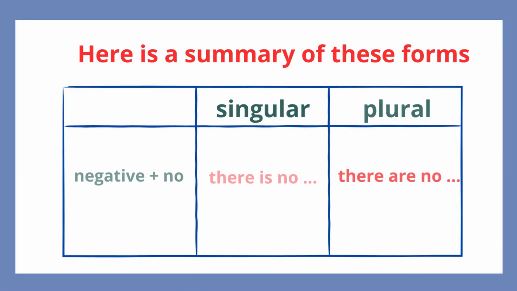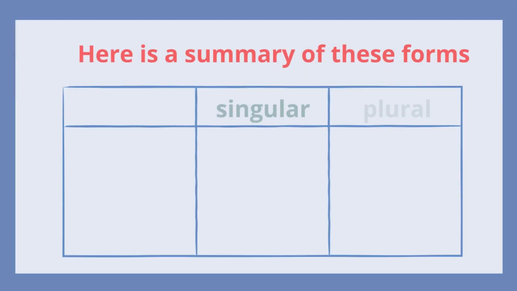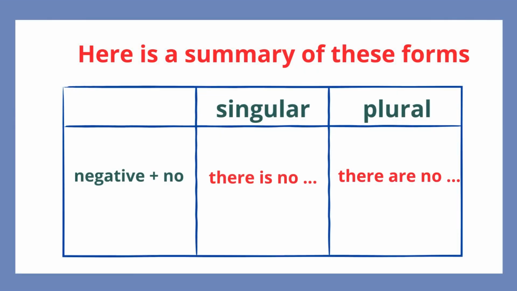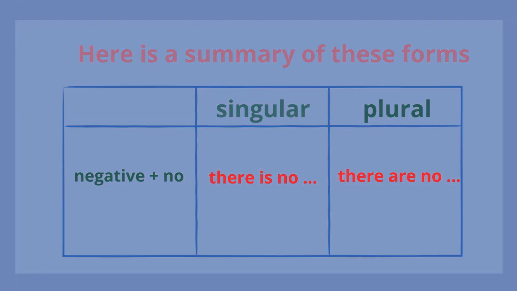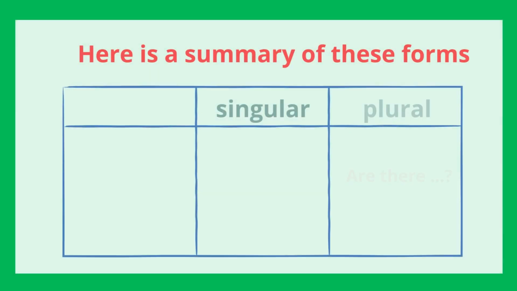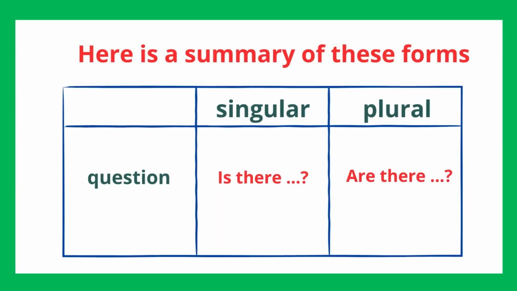Here is a summary of these forms. Negative plus no. Singular. There is no. Negative plus no. Plural. There are no. Question. Singular. Is there? Question. Plural. Are there?